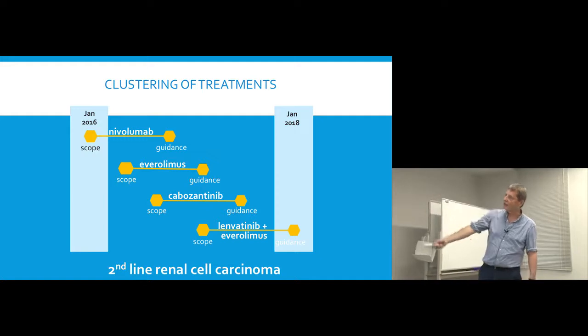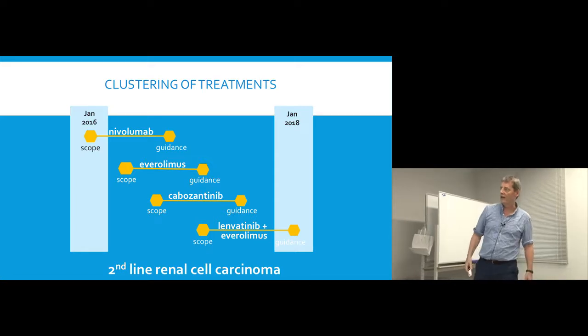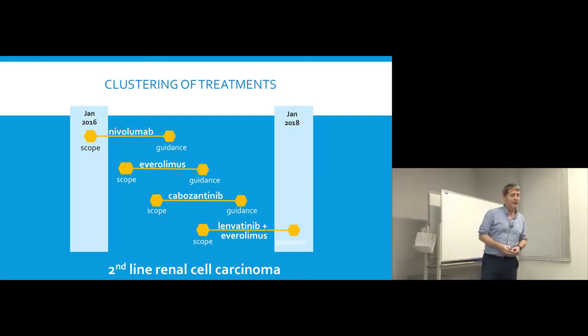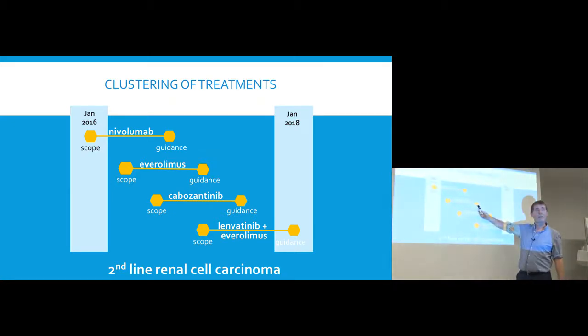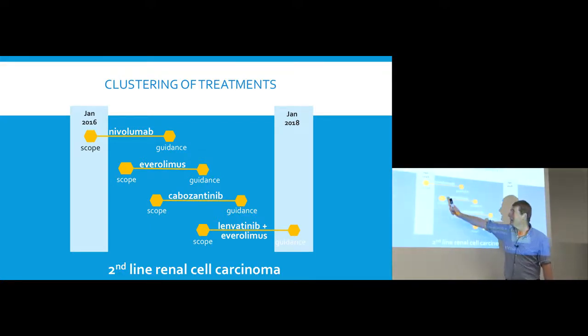And as you'll see, we've got a sort of clustering or overlapping. Before nivolumab appraisal was resolved, everolimus was underway. Before everolimus was resolved, cabozantinib was being evaluated, and so on with lenvatinib. Now, that is going to be a real decision-making challenge. So, what should everolimus be compared to? Well, probably it should be compared to nivolumab. But as it's been kicked off before nivolumab was approved, everolimus wasn't getting compared to nivolumab.